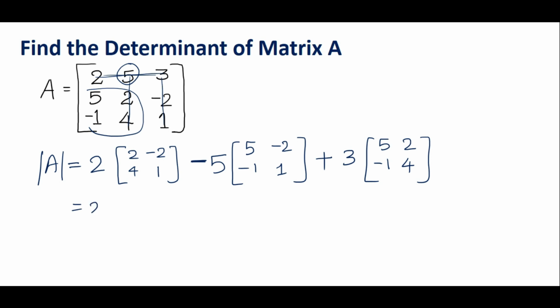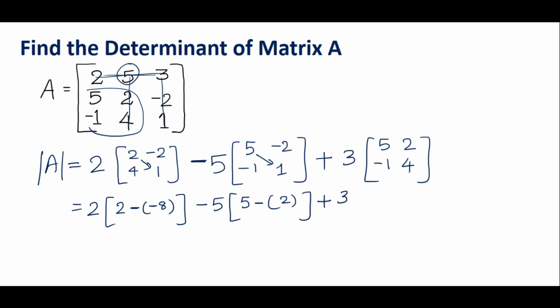So the next step, 2 times 1 is 2 minus, I have 4 times negative 2, which is negative 8, minus 5, finding the determinant here, it's 5 minus negative 1 times negative 2 is 2, plus 3 times, I have 5 times 4, 20, minus negative 1 times 2 is negative 2.